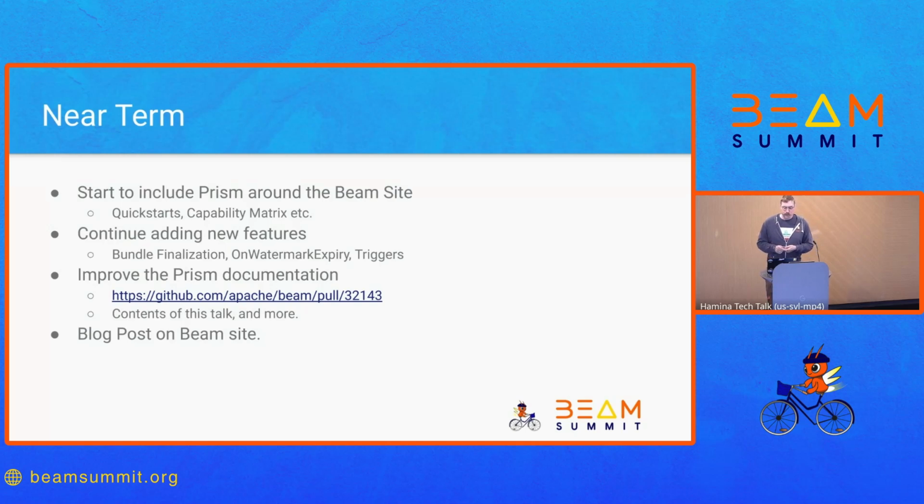Continue adding features, because while Prism is now fairly suitable for many pipelines, it doesn't quite implement everything at this time. We're still missing things like bundle finalization and on watermark expiry, both of which are necessary for the ever popular group into batches transform. Somehow we have managed to go this far and pass over three quarters of the validates runner tests without implementing triggers at all, and various other windowing strategy bits.